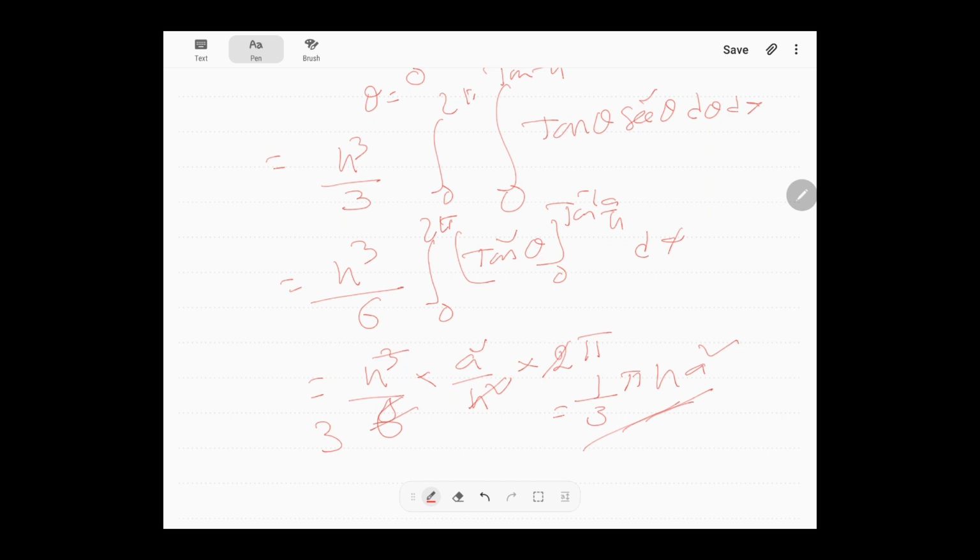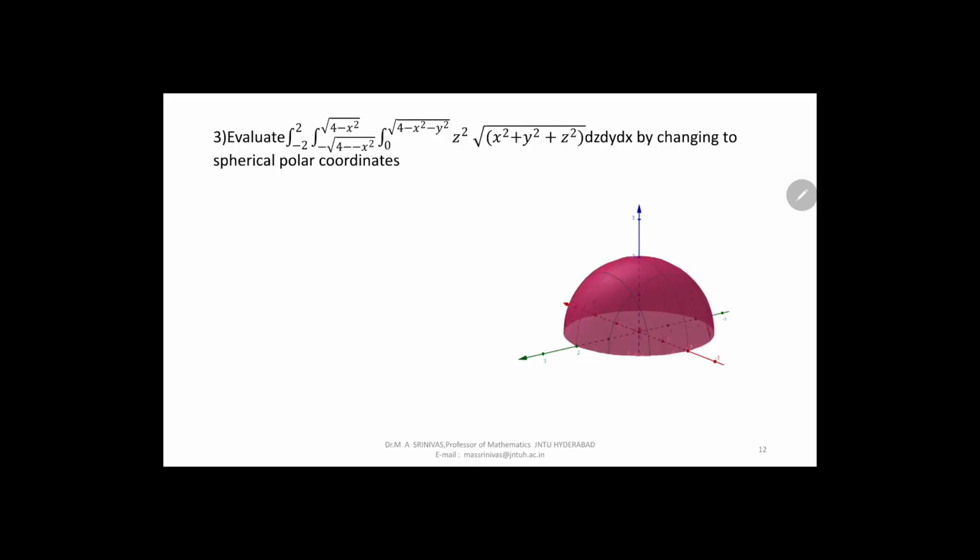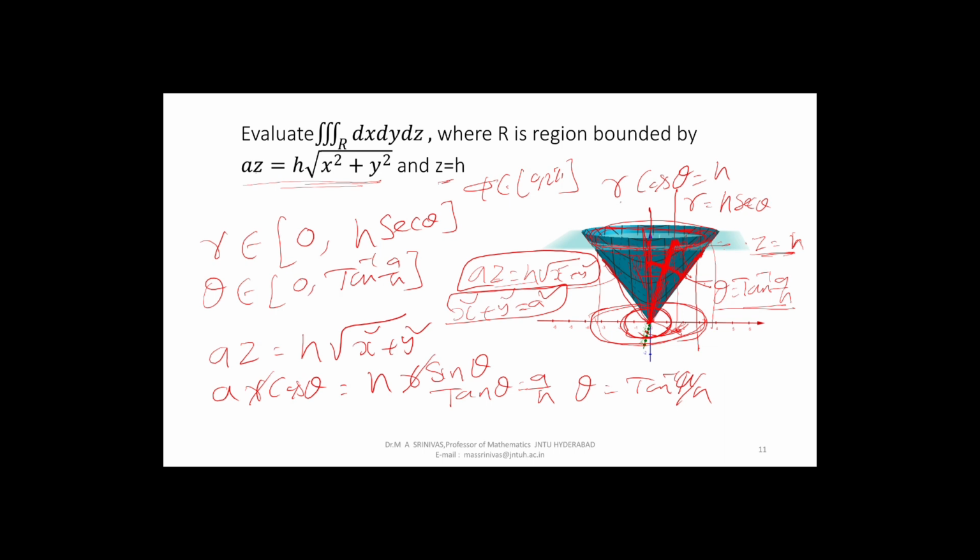What is this we see here? Go back to that figure. This is the height from here to here, because z is equal to h. h is the height, and this is the circle I already explained, x square plus y square is equal to a square. That means the radius is a. So this is a cone of radius a and height h. Therefore, its volume is 1/3 pi a square h.